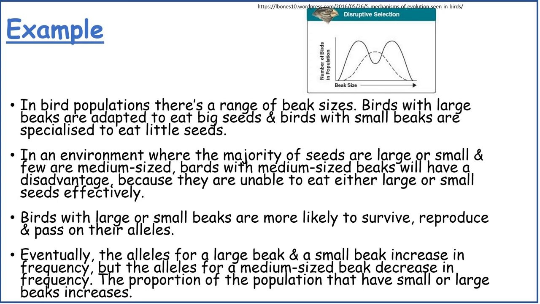Birds with large or small beaks are more likely to survive, reproduce, and pass on their alleles. So eventually the alleles for a large beak and a small beak increase in frequency, but the alleles for medium-sized beak decrease in frequency, and the proportion of the population that has very small or very large beaks increases. Okay, so that is variation and selection.